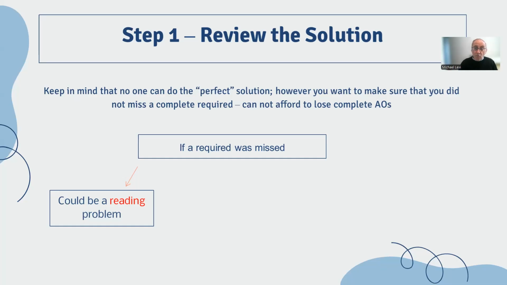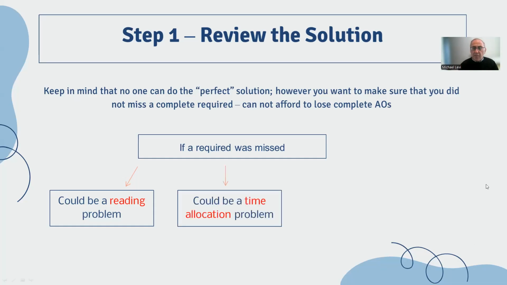So if you've diagnosed it as a reading problem, then you need to make a mental note: in the future, maybe I'll read a little more slowly, maybe a little more carefully. But you do need to understand what the problem was in order to improve, right? You've got to first diagnose the problem, and then you know what to look out for the next time you write a case. Another possibility is it's a time allocation problem.